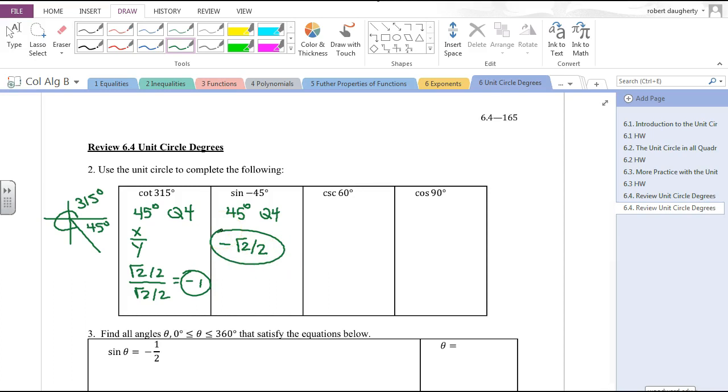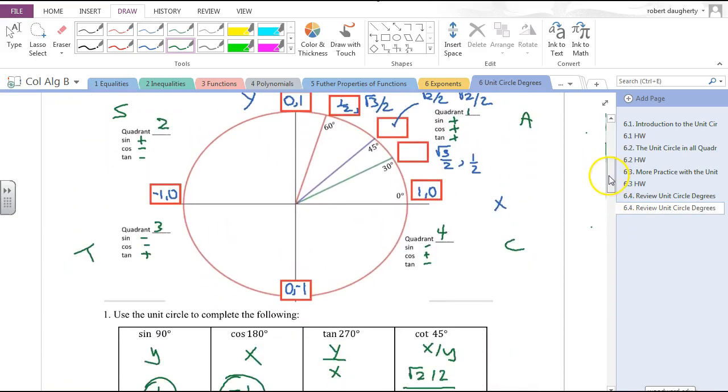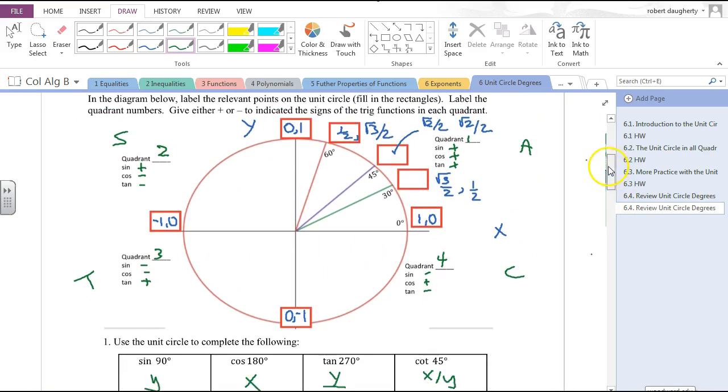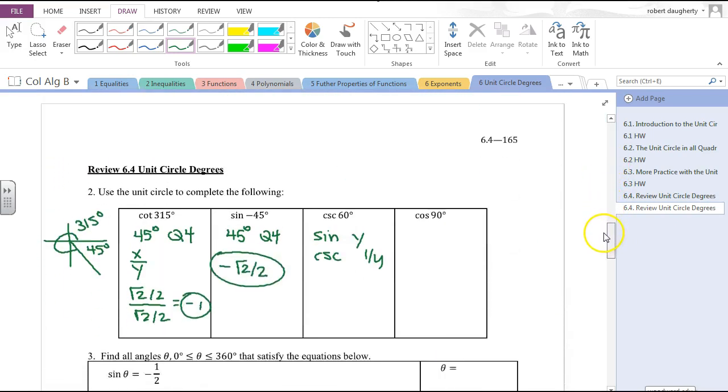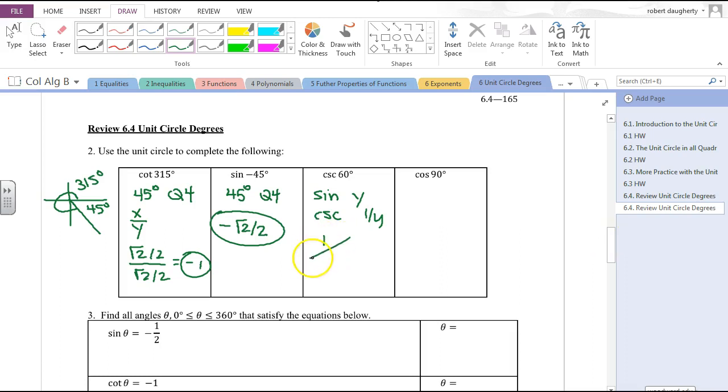Cosecant of 60. So remember, if the sine is my y coordinate, the cosecant is the reciprocal. So it's 1 over y. So if you look at 60 degrees, what's your y coordinate? It's square root of 3 over 2. So this one is 1 over square root of 3 over 2, which is just 2 over square root of 3. And that's in the first quadrant, so it is positive. Everything's positive in the first quadrant.